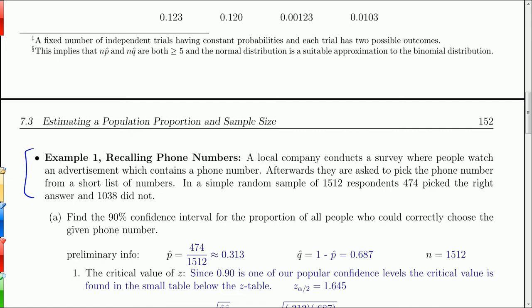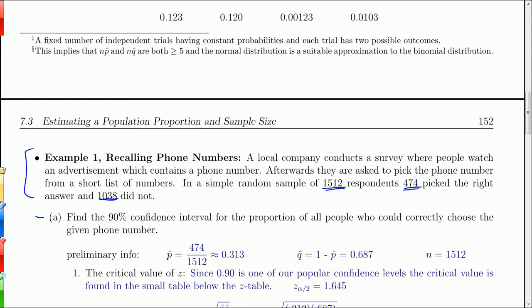A local company conducts a survey where people watch an advertisement which contains a phone number. Afterwards, they are asked to pick the phone number from a short list of numbers. In a random sample of 1,512 respondents, 474 picked the right answer, and 1,038 did not.